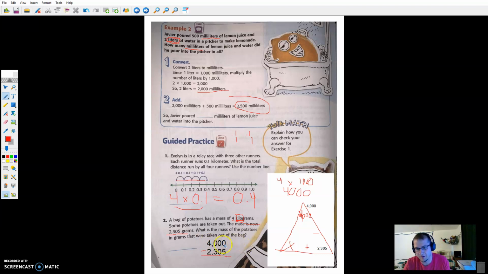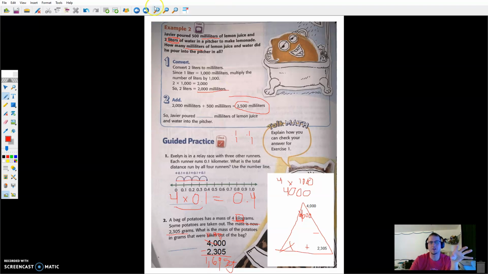Now, obviously I can't do 0 subtract 5, so we're just going to borrow from that. That would have become a 3, that would become a 9, that would become a 9. So I can make that a 10. 10 subtract 5 is 5. 9 subtract 0 is 9. 9 subtract 3 is 6. And 3 subtract 2 is 1. So we know that they took out 1,695 grams of potatoes.